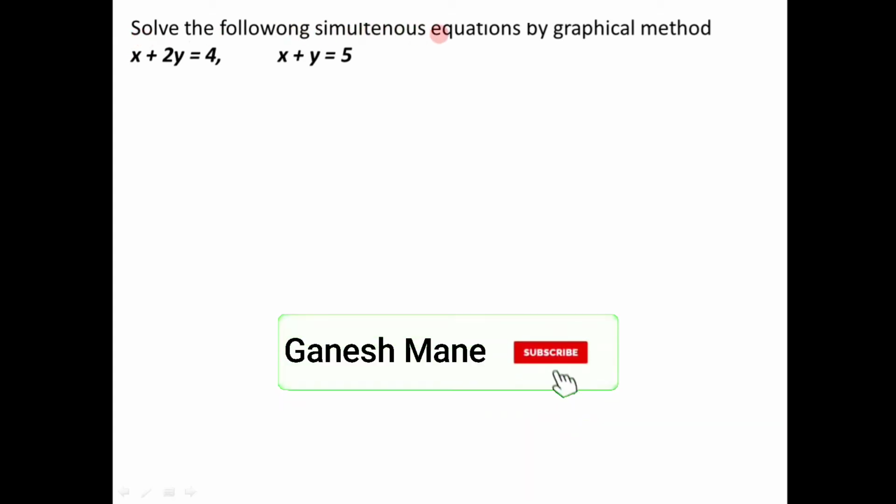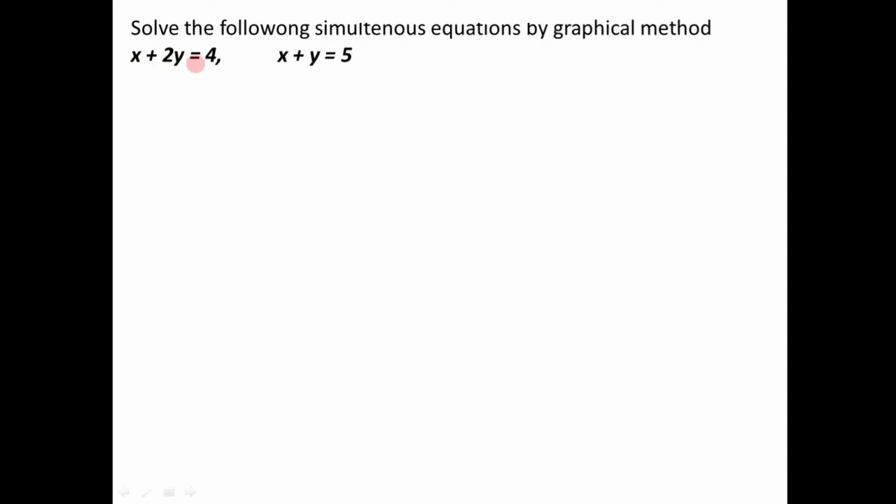The question is: solve the following simultaneous equations by the graphical method. The equations are x plus 2y is equal to 4 and x plus y is equal to 5. These are two linear equations in two variables. We have to find their solutions by using the graphical method. For this, we have to draw graphs of these two equations on a graph paper, and from that we can find the solution. To draw graphs of these two equations, we must have the coordinates table of them.